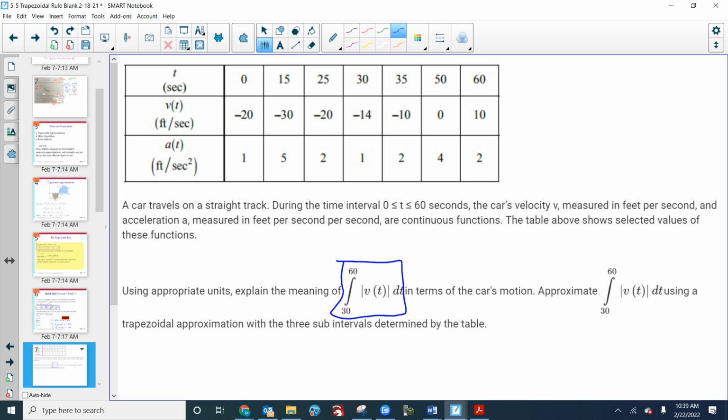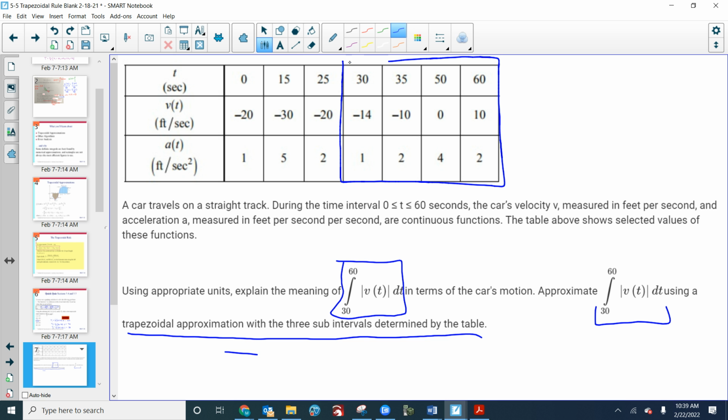And now we have to approximate it using a trapezoidal approximation with 3 subintervals determined by the table. Okay, so your eye should be drawn to this section, 30 to 60, right? Are we going to use A of t?